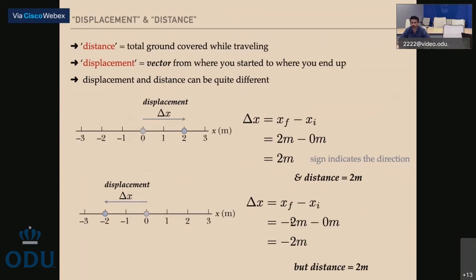In this case, the final position is -2. The initial position is 0, so I'm subtracting 0, and so I'm left with -2. And so you see the displacements are quite different in this case. They're off by a sign, while the distances are exactly the same. The distance is just the length of this vector, okay? So they're closely related. They're not exactly the same.